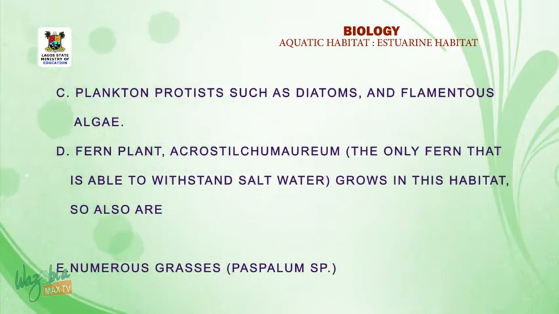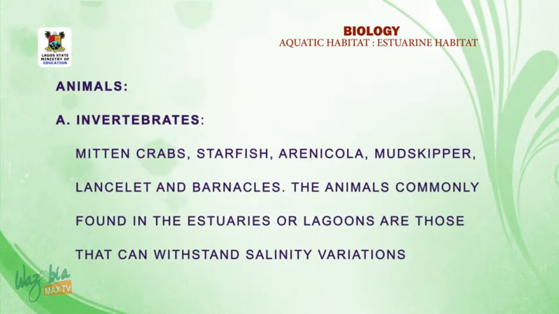That is the only fern plant that is able to withstand salt water. So they are found in the estuarine. They grow in this habitat. Then we also have numerous grasses like Paspalum species. Now, let's look at the examples of animals that are found in estuarine.